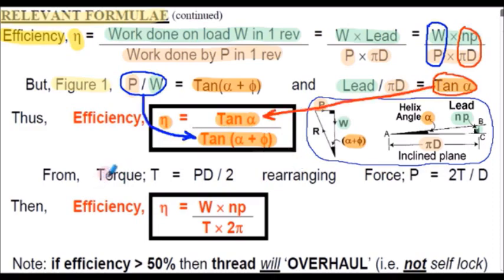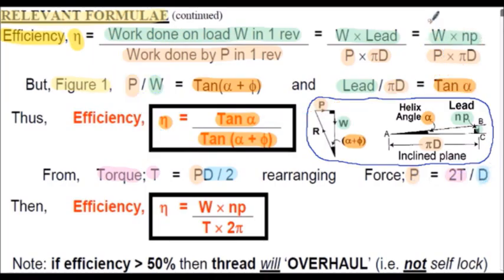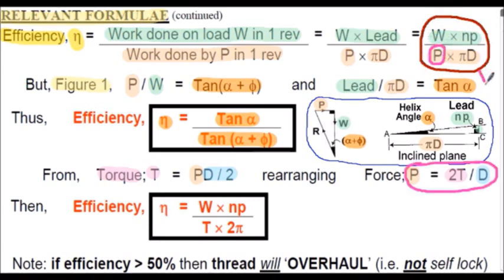Now note that torque, capital T, is force P multiplied by radius, shown here is diameter divided by 2. Then rearranging, force P is twice the torque divided by diameter d. So considering this equation and replacing P with this equation, d will cancel top and bottom, and we will have 2 multiplied by T on the bottom line.